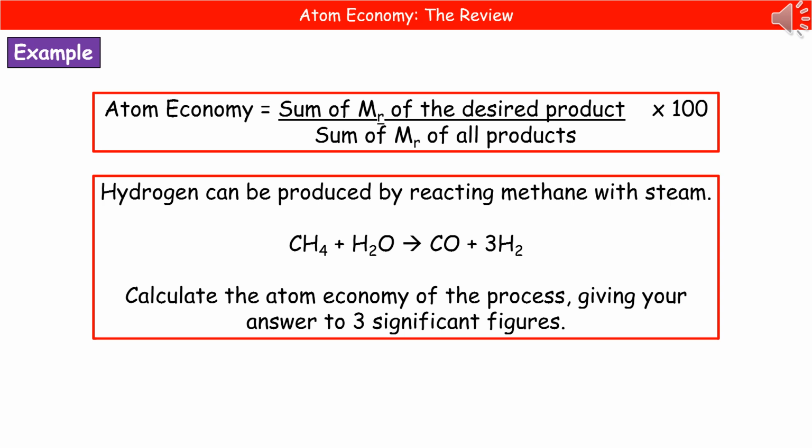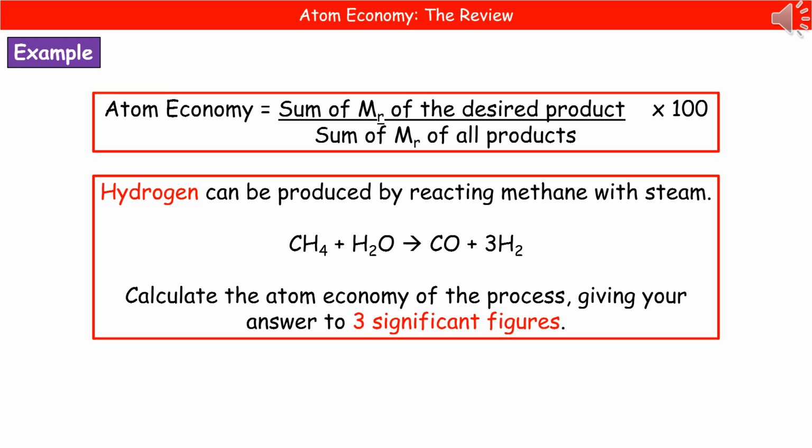The kind of question they could give you is in the second box there. Hydrogen can be produced by reacting methane with steam. You get your balanced symbol equation for it, and then calculate the atom economy of the process, giving your answers to 3 significant figures. First thing, pick out the important information.